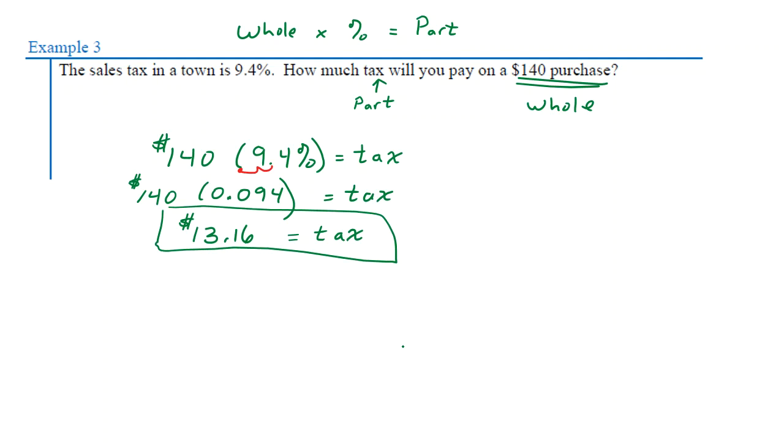That seems reasonable. Always look at it and say, hey, does that seem reasonable? And in this case, it does. Now remember, a little quick hint here, 10% of something you find by just moving the decimal 1 place. So 10% would be $14 if you had to pay 10%. So if you go, oh, 9.4% should be a little bit less than that, 13.16, that makes sense.